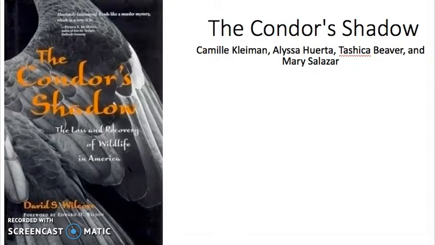The book took you on a journey through 8 unique biomes found in North America and how each one has been individually affected by humans. Using concepts we've learned in class, we will break down the biomes individually and show how humans are doing their best to salvage what wildlife we have left. This is the Condor Shadow.